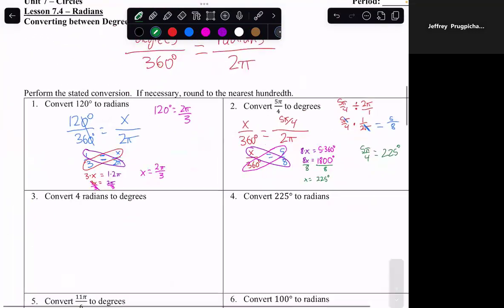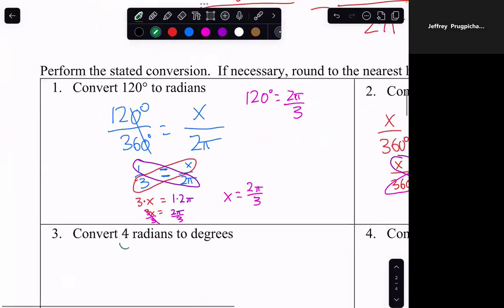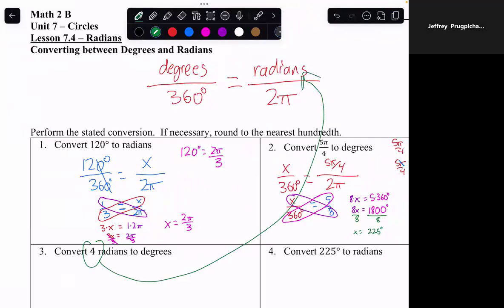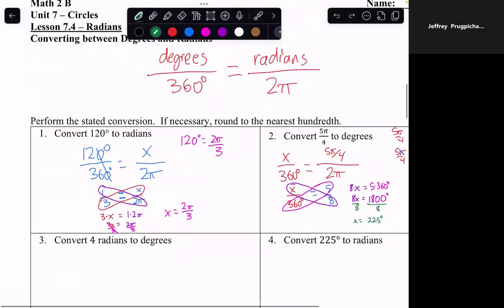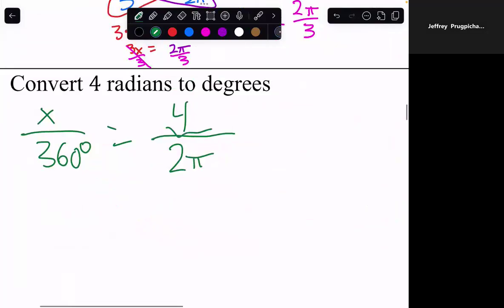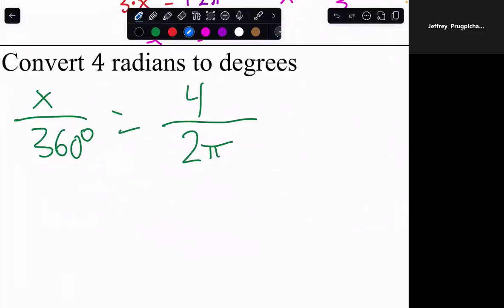Okay, and I'll do one more with you. Convert 4 radians to degrees. So it tells you it's radians, so it's going to go over here in the radian spot. We don't know how many degrees. So x out of 360 degrees equals 4 out of 2 pi. Notice it's not 4 pi radians, it's just 4 radians. So this time the fraction's a little bit easier to reduce. It just becomes 2 over pi.